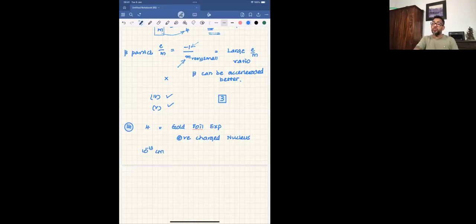Now remember, whenever you put a number, you need to give the unit also. Without a unit, it doesn't mean anything. It can be 10 to the power minus 13 meters, we don't know. So the answer represents a model, Ernest Rutherford's nuclear model.